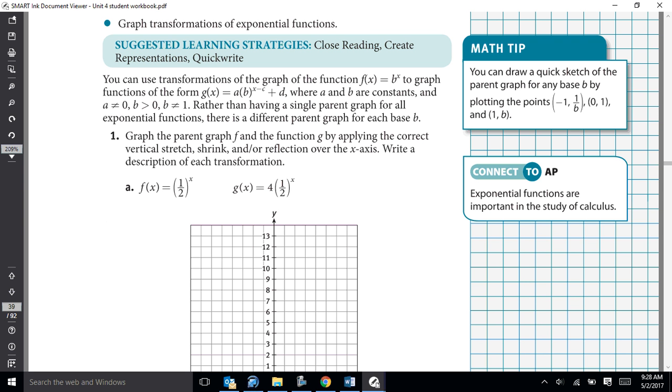A can't equal 0. B needs to be greater than 0, and b cannot be equal to 1. So we talked about if you have decay, then your b value is between 0 and 1. And if you have growth, then your b value is greater than 1.